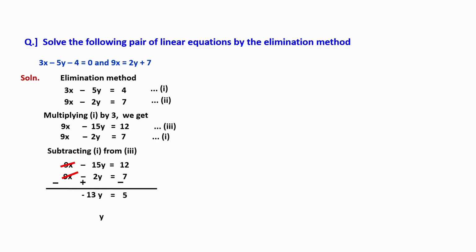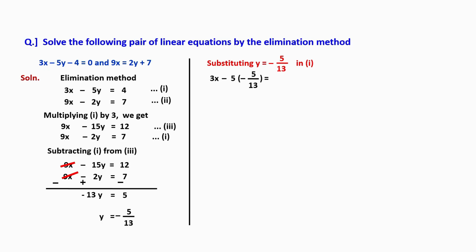So, y equals minus 5 divided by 13. Now, to find the value of x, we substitute y equals minus 5 divided by 13 into the first equation. So, 3x minus 5 into minus 5 divided by 13 equals 4. This becomes 3x plus 25 divided by 13 equals 4.